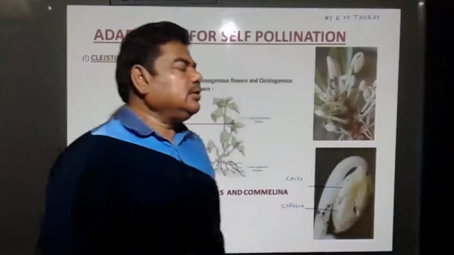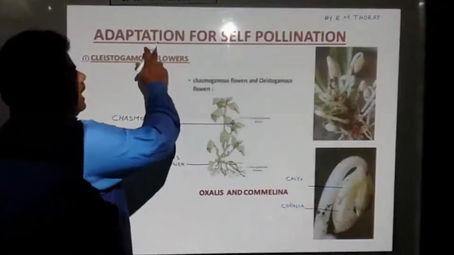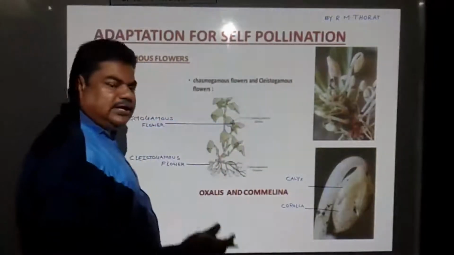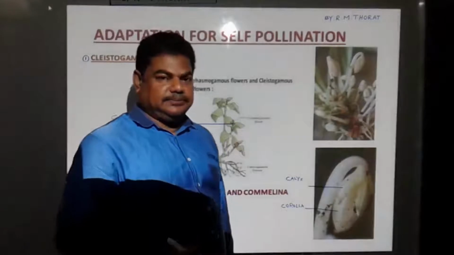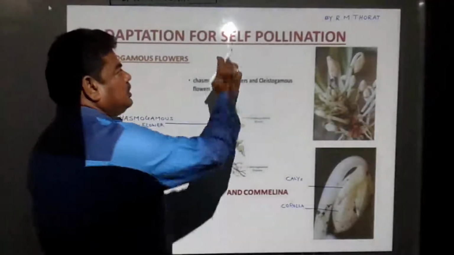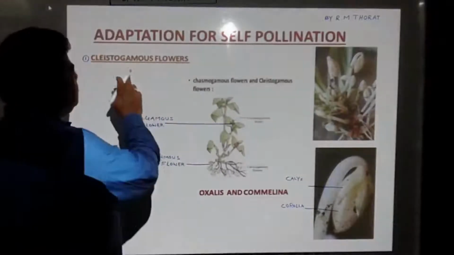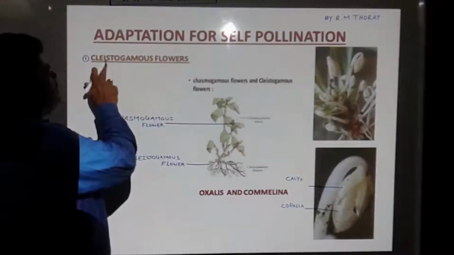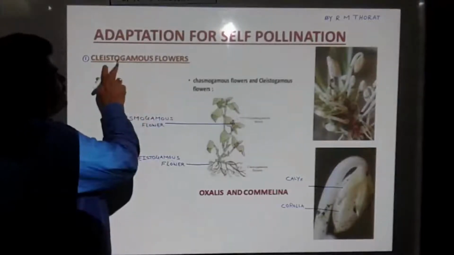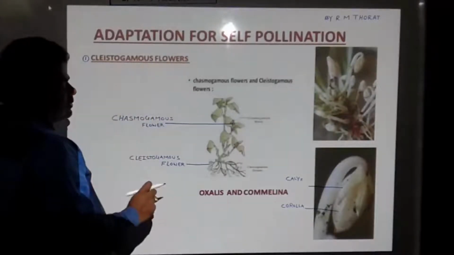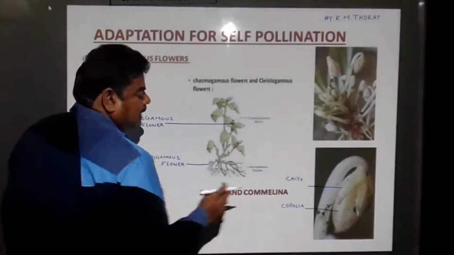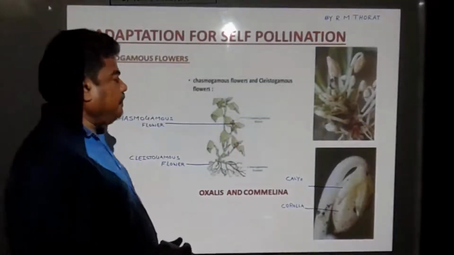Welcome student. Today we will see adaptation for self-pollination in case of angiospermic plant. The first type of adaptation of self-pollination we will see in case of this cleistogamous flower. This is a cleistogamous flower. They are found in Oxalis, and the second example we call Commelina.